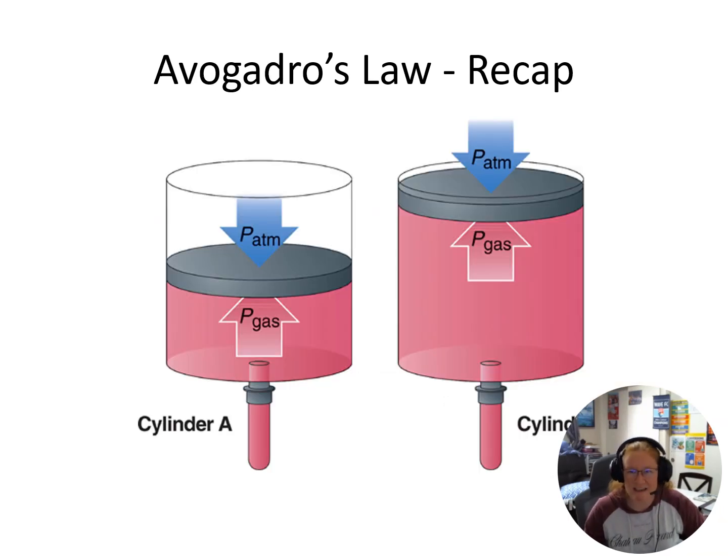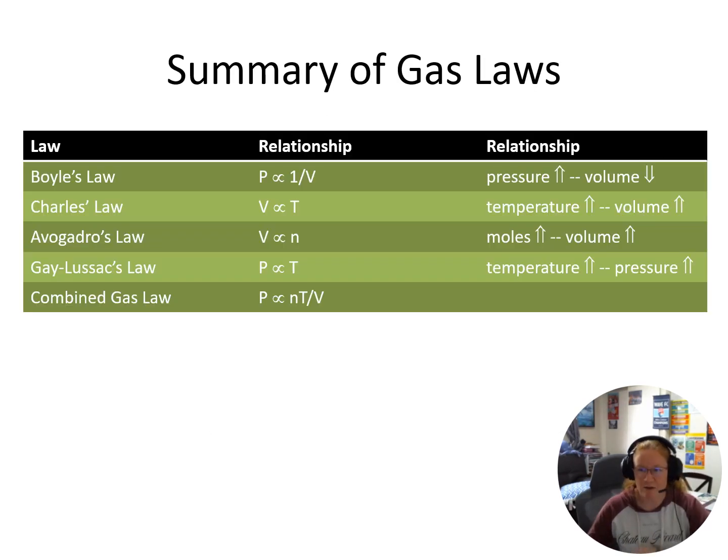All right, and then we get Avogadro's law, and this one is relating volume and moles, also directly proportional. So here I have 1 mole of a gas, here I have 2 moles of a gas, and so I increase the number of moles, and the volume went up too. All right, so here we have our summary.